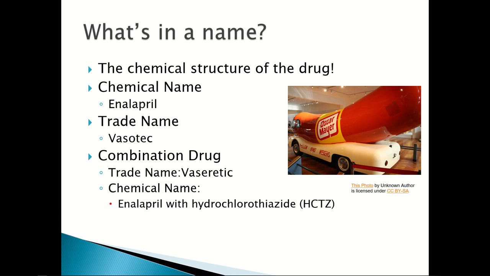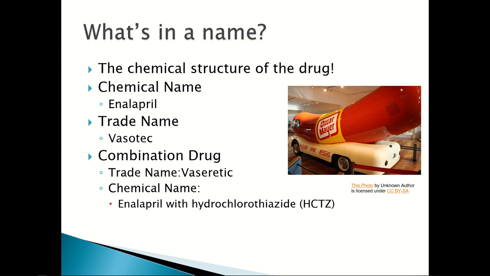The other thing you need to know is that sometimes we take drugs and we make them combinations. We take two drugs and we squish them together. An example of that is the drug called Vasoretic. What that tells me as a healthcare provider who's been around forever is that it's going to dilate, and the uretic part tells me that it has a diuretic in it. A diuretic is a medication that makes the patient pee off excess fluid and helps to drop their blood pressure.